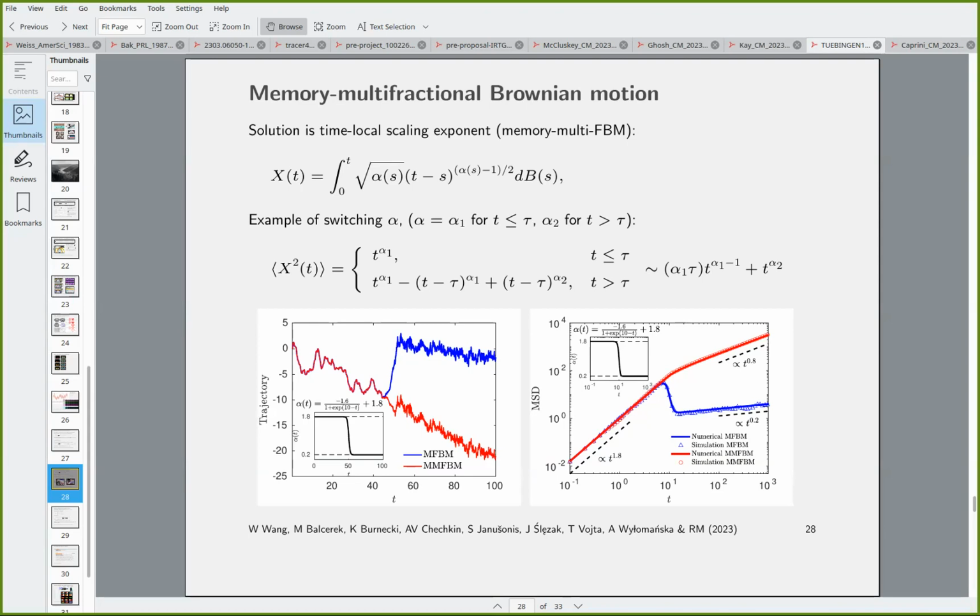So for instance, when we switch with specific values from alpha 1 to alpha 2, you see that we get a combination of scaling regimes. And for instance, we get a new scaling regime. When we really take the memory into account, it can dominate also the long-term motion of a particle. And that's, I think, something that is quite attractive for modeling. We still need to look at it in more detail.